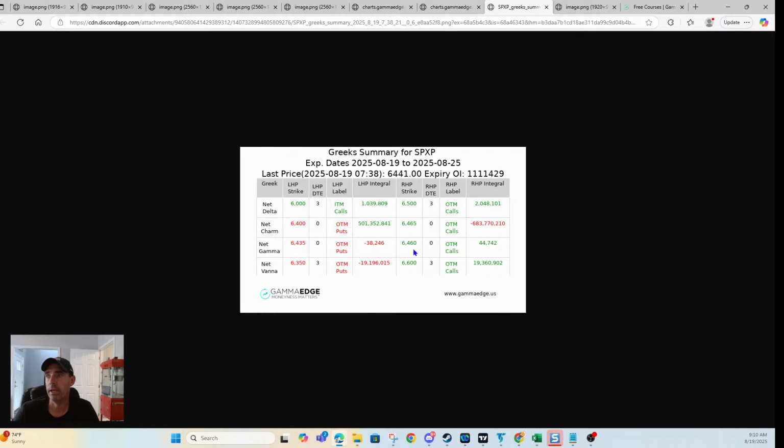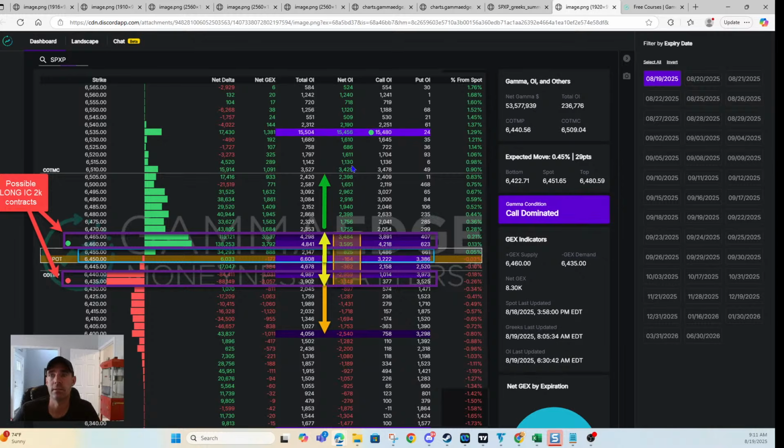Right-hand plane out of the money calls 6500. You'll notice the net charm 6465, again 6460, and then that Vanna is all the way up at 6600. So not really consequential at the moment. So again, this area to the upside will be difficult to get over today, as out of the money calls, this charm will continue to grow. And then we see that 6,500 strike of those out of the money calls pretty far advanced from where we are pre-market.